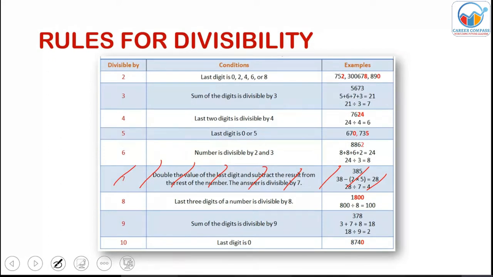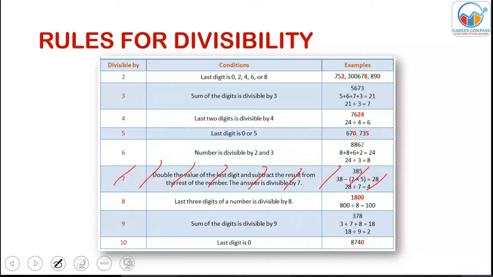Similarly, for 3, the sum of the digits should be divisible by 3. For 4, the number formed by the last 2 digits must be divisible by 4. For 5, the last digit has to be either 0 or 5. For 6, it has to be divisible by both 2 as well as 3. Only then I can say that it will be divisible by 6.